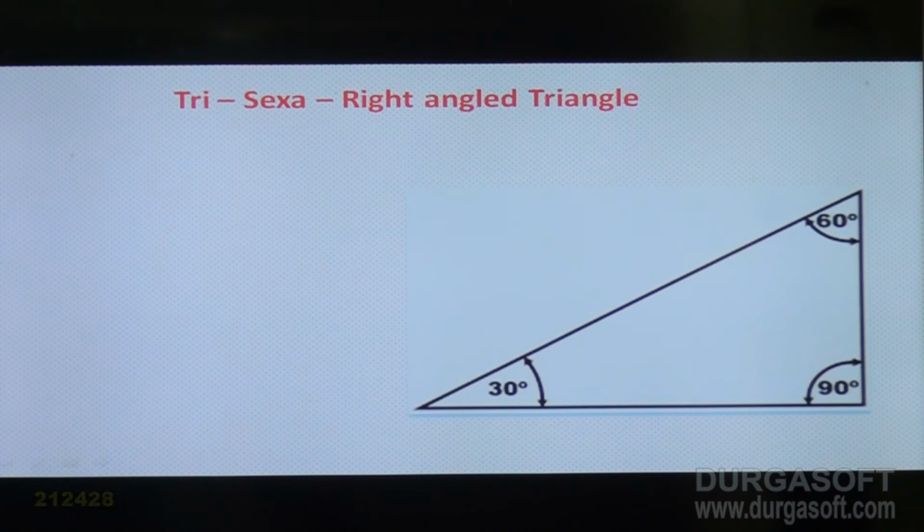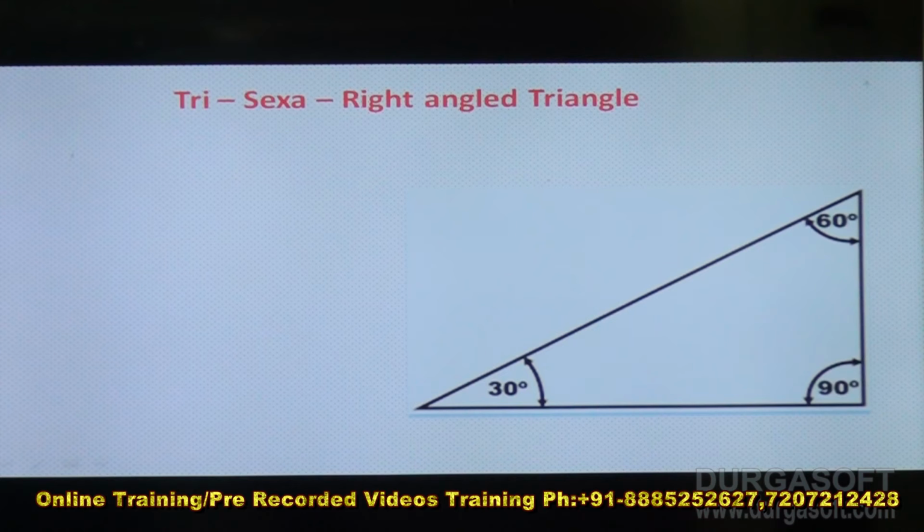One of the angles is 30 degrees, one of the angles is 90 degrees, and the other angle is 60 degrees, right? So if we look at this figure, the angles are given clearly. One angle is 90 degrees, another angle is 60 degrees, and the other angle is 30 degrees. So for this, the angles ratio will be 90:60:30, which gives us a proper ratio of 3:2:1.